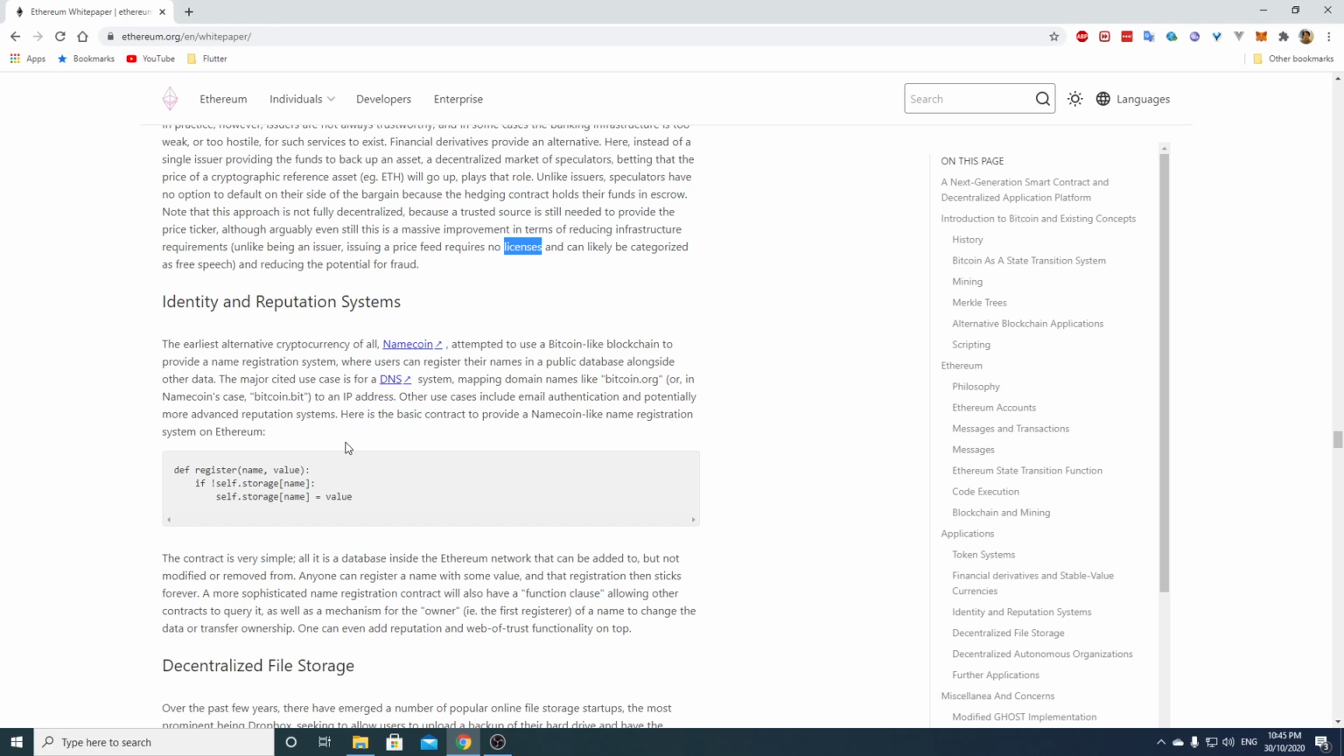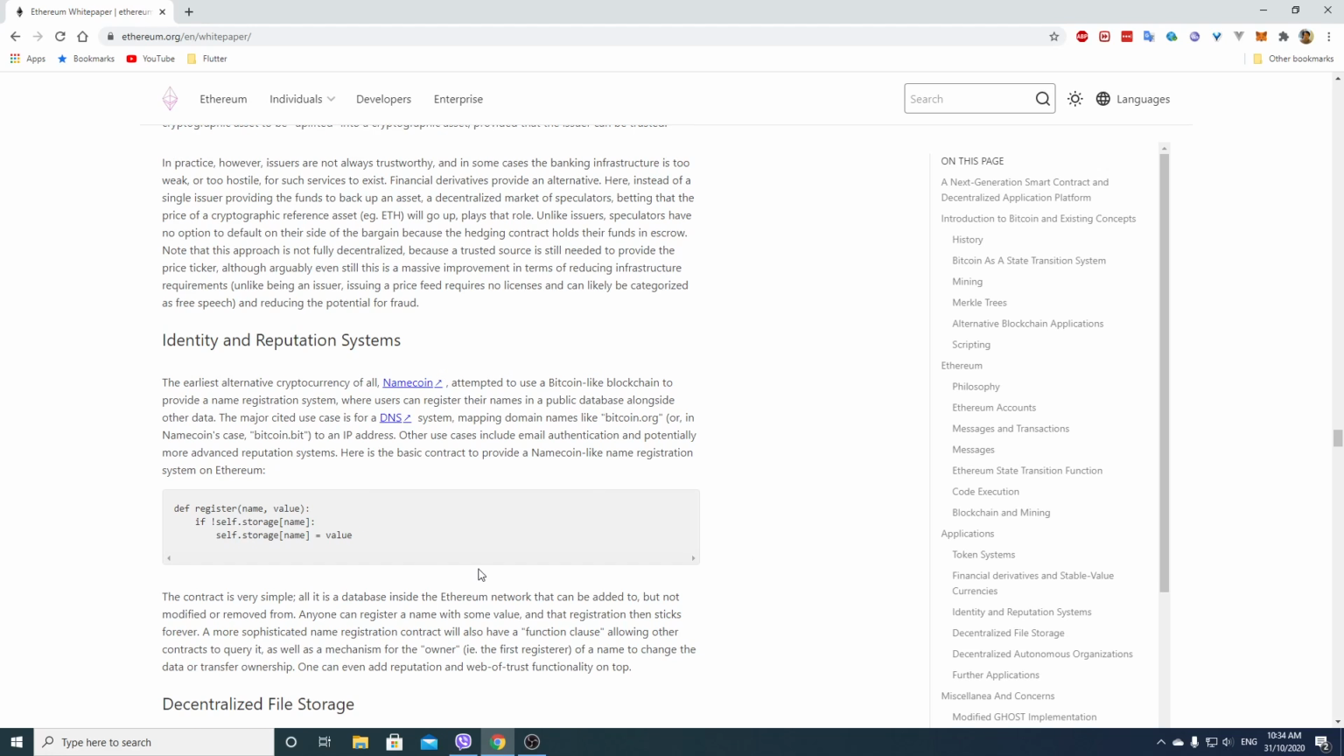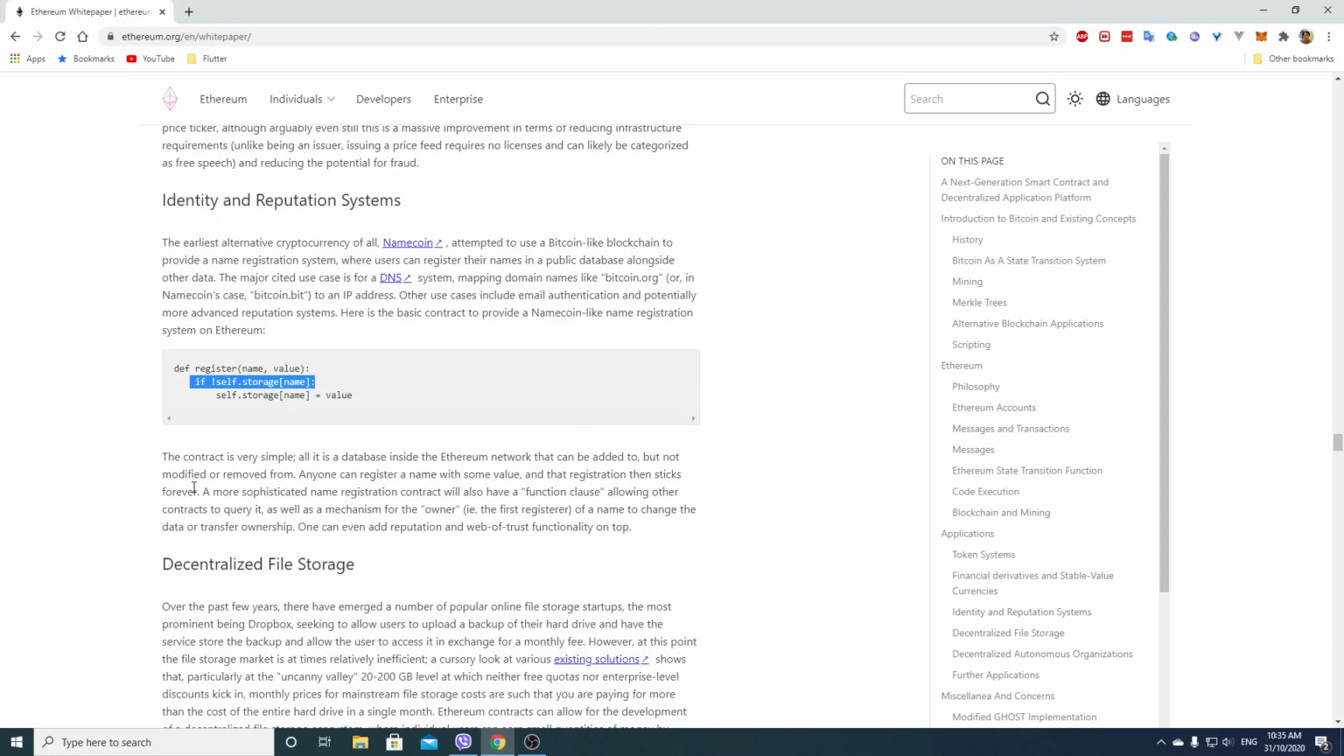Here is the basic contract to provide a Namecoin-like name registration system on Ethereum. And then you have a function called register that takes name and value. Okay, it simply says that the first guy who has the name and wants to store a value will get it, because afterwards this guy would not be null, and then this test will fail. So this contract is very simple. All it is is a database inside the Ethereum network that can be added to, but not modified or removed from. Anyone can register a name with some value, and that registration then sticks forever.